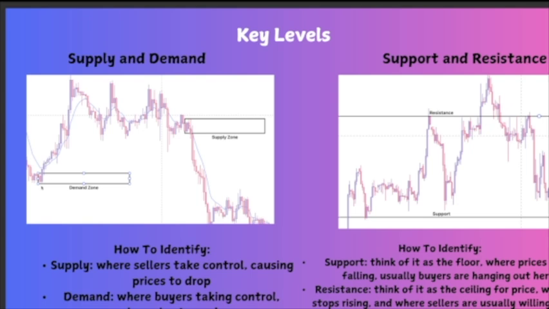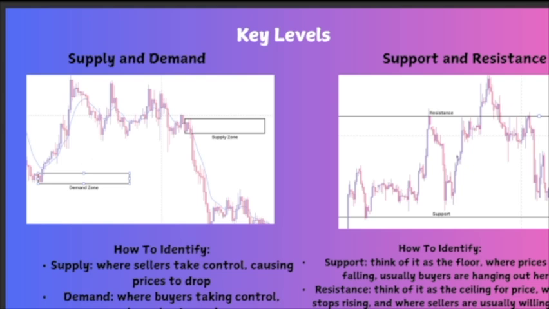And then our demand zone is going to be where buyers take control, causing price to push to the upside. So right here, we can't see what was going on before, but we can see that price had this massive push to the upside before it started ranging.